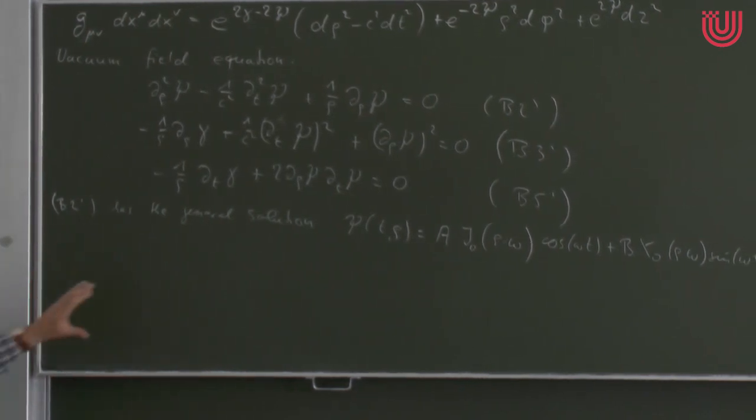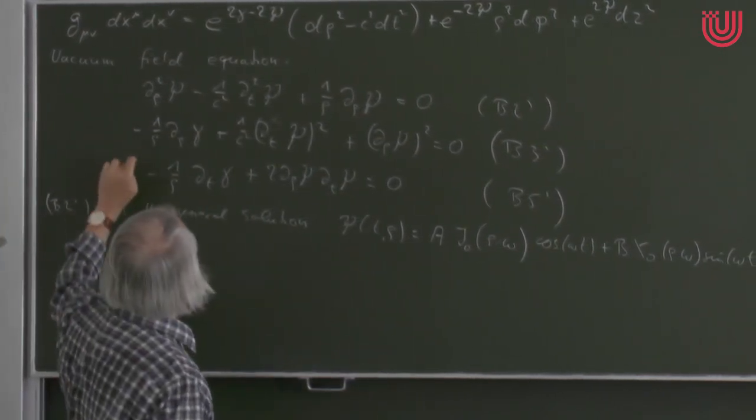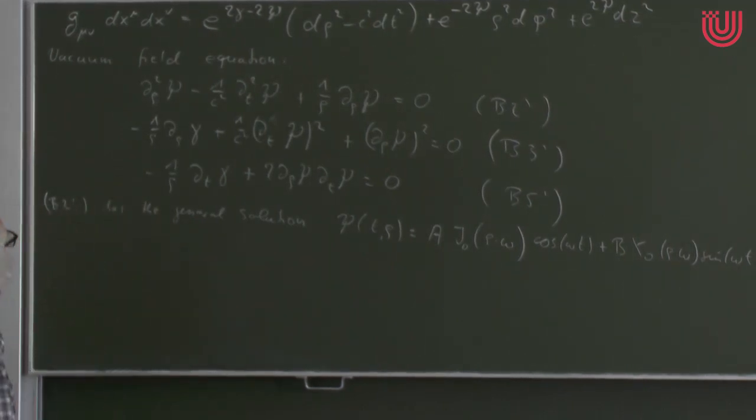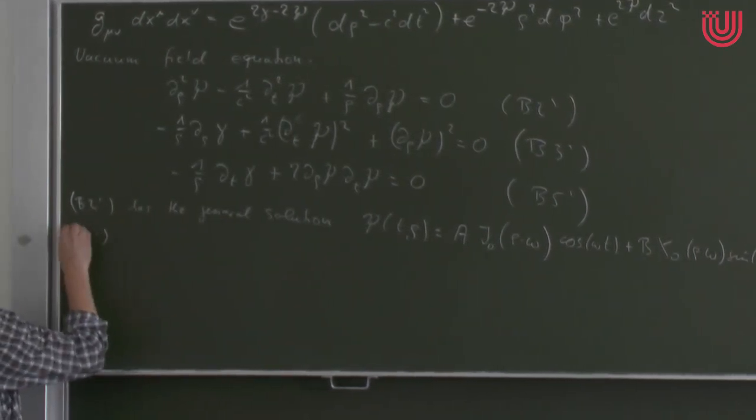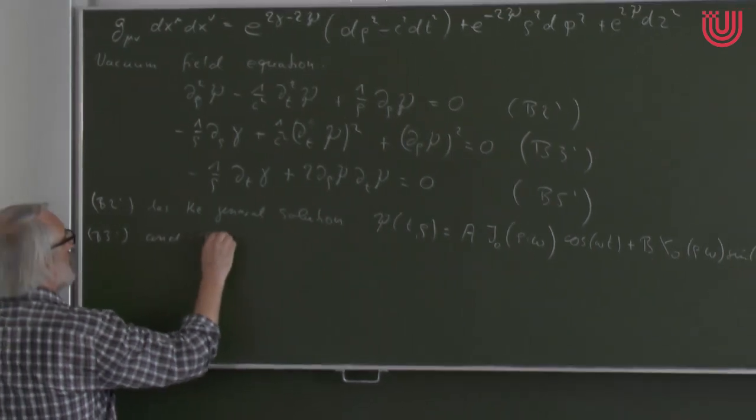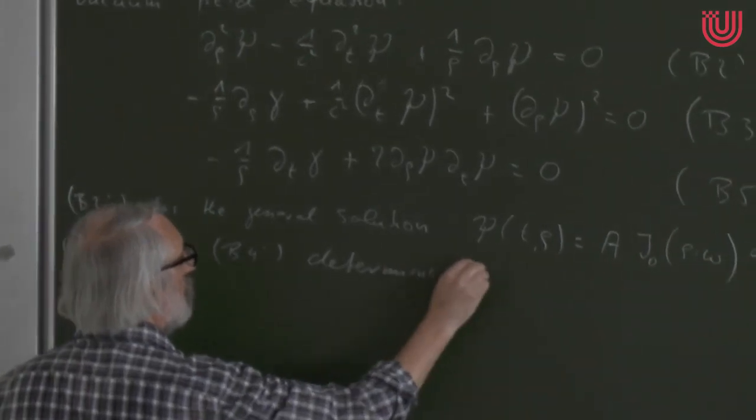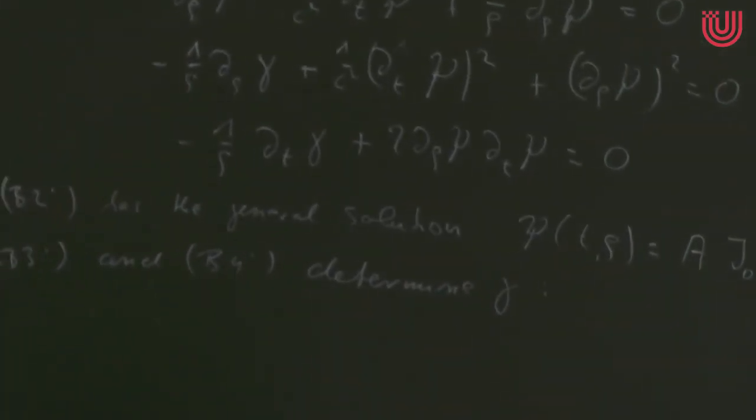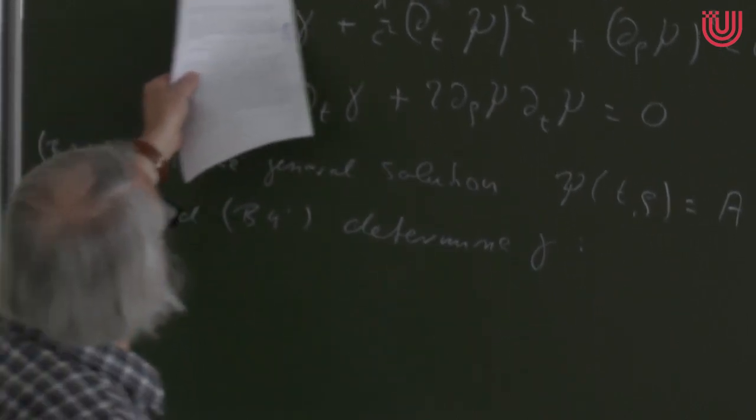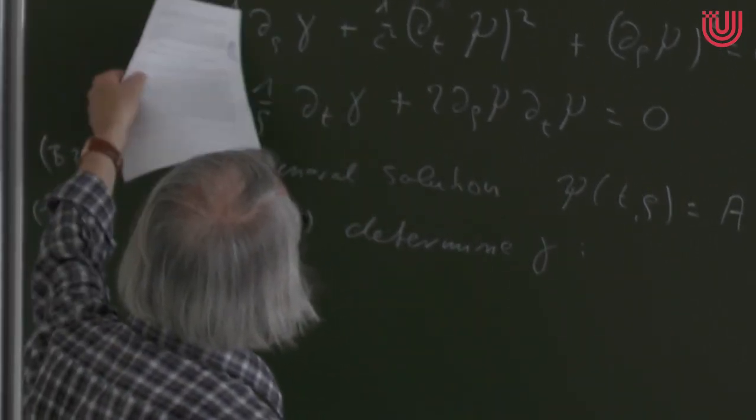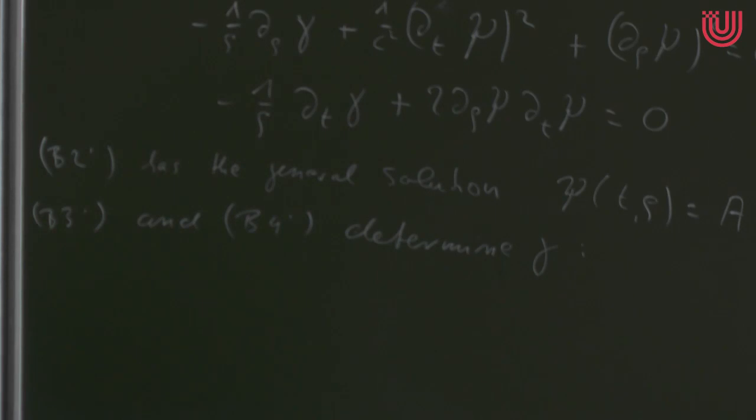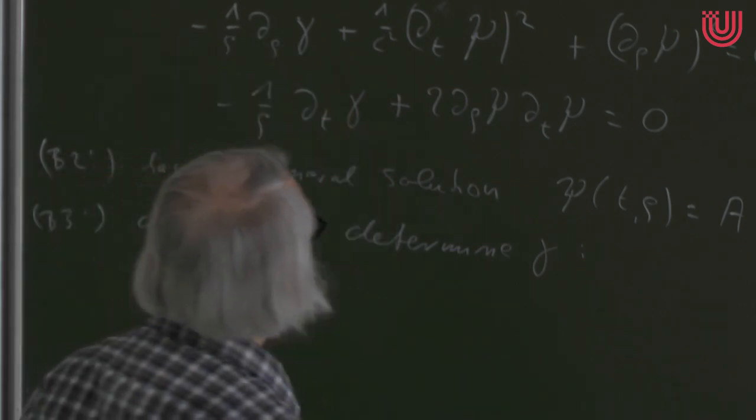Okay, so now we have solved the psi equation, and then these two equations, P3 prime and P4 prime, determine gamma, if we know psi. Let me solve these equations for the derivative. They involve only first derivatives. In general, Einstein's field equation is a second-order differential equation for the metric coefficients, but some metric coefficients only appear in first-order form, and that's the case for the gamma here.